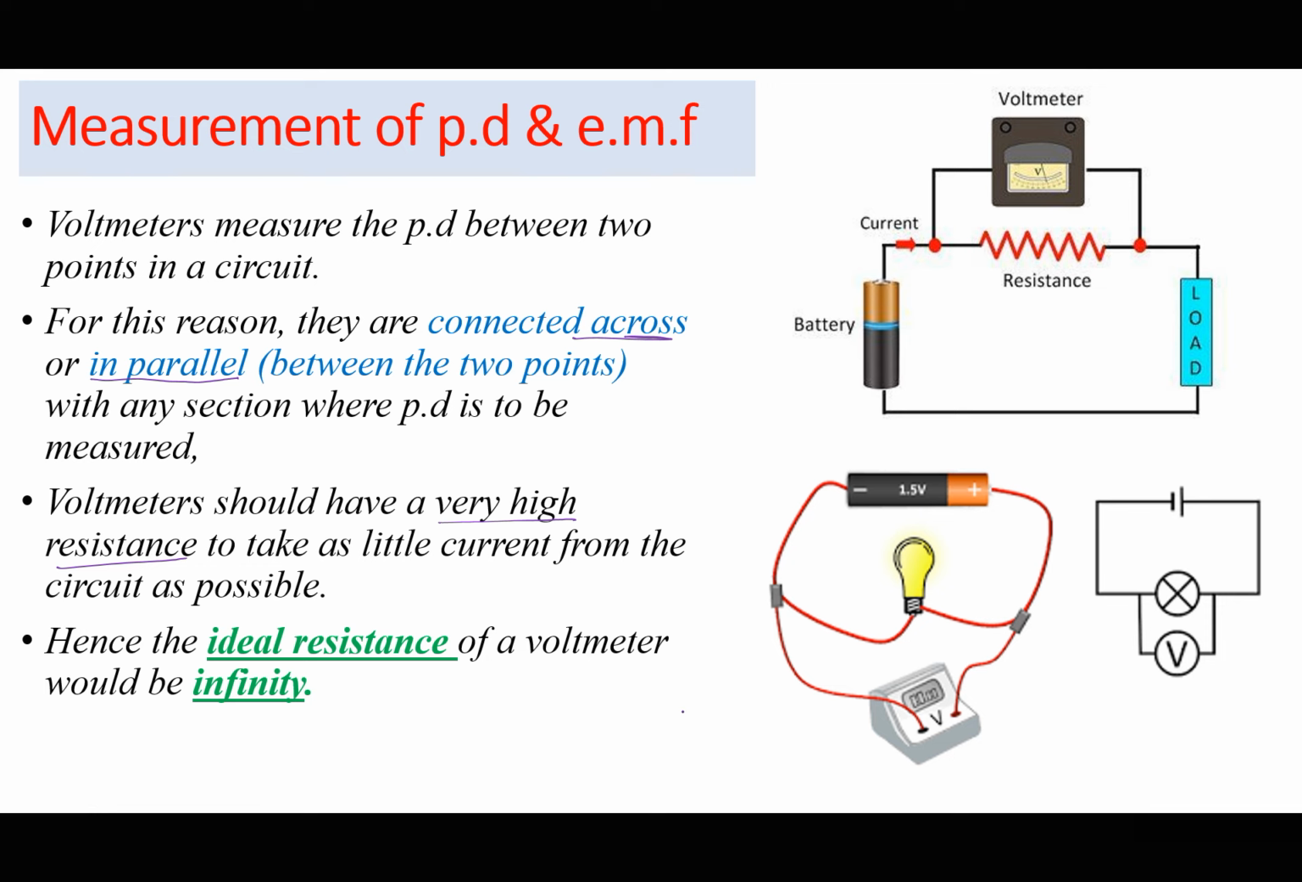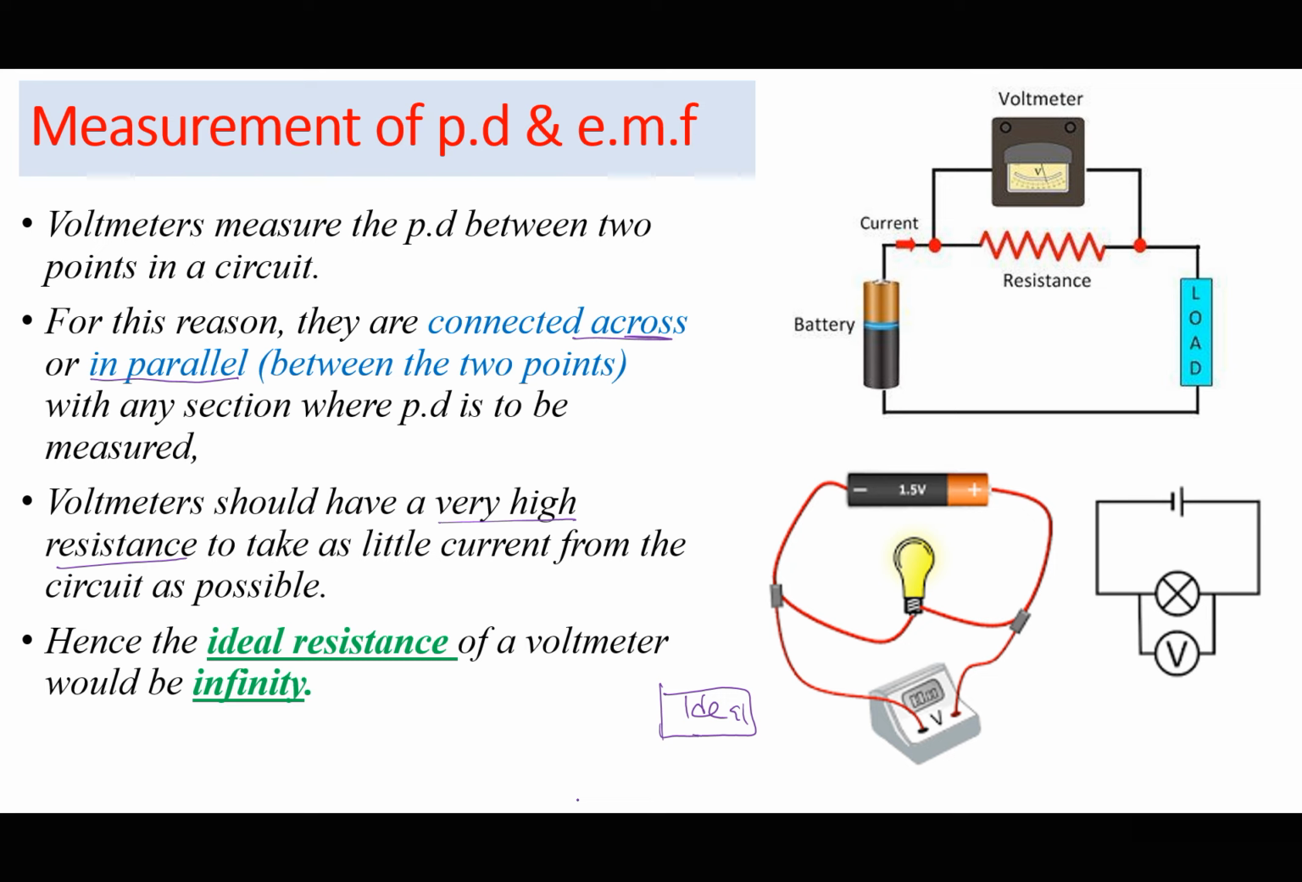I'm explaining why we say it is ideal. Practically, we can't achieve infinity. We can't have an ideal resistance, but theoretically it would be infinity. That is, completely no current flows through the voltmeter. Of course, some small current flows through it, even when it is not intended to measure current.